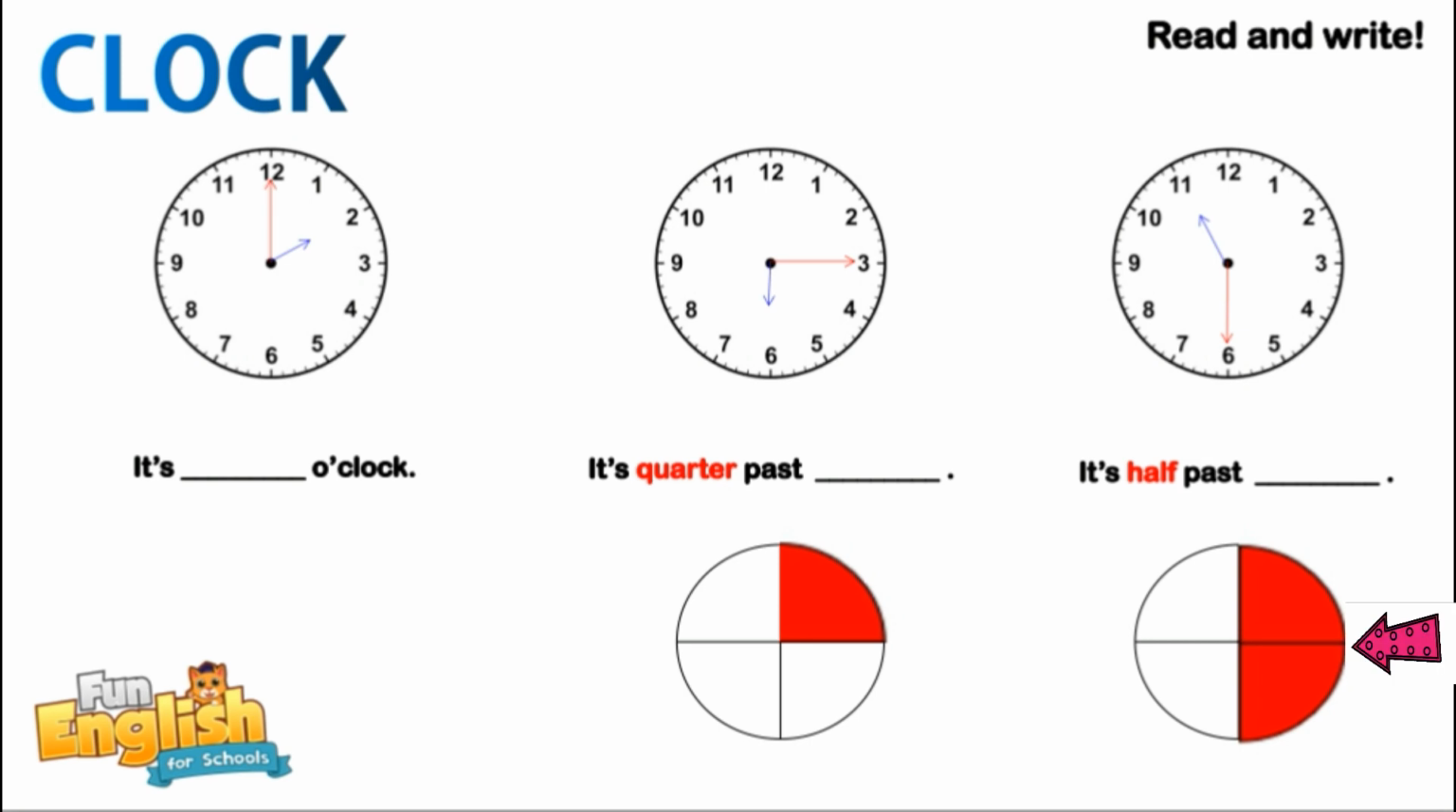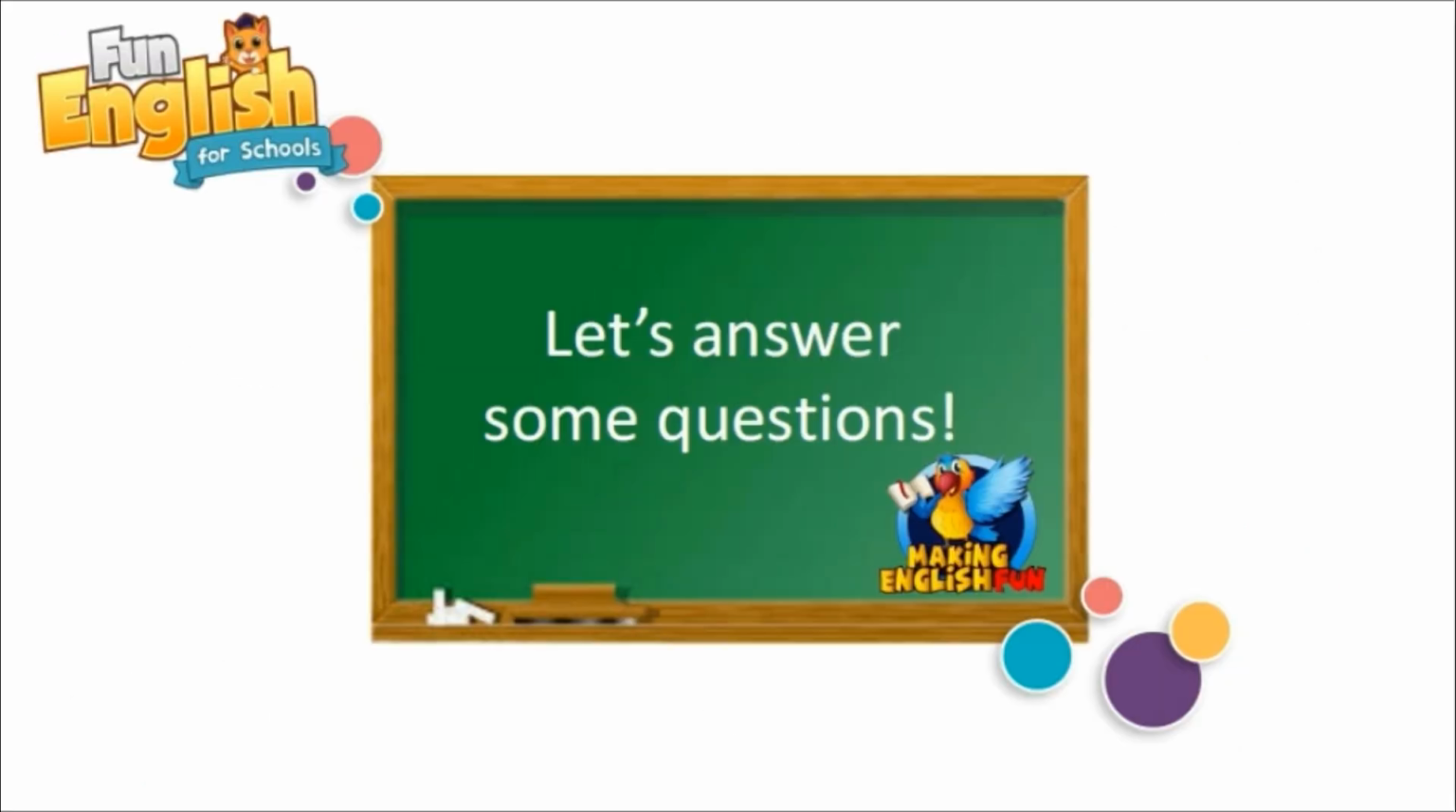So how are we going to read this clock? Let's see the short hand. The short hand, which is in blue color, is at 11. And the red one, which is the long hand, is at 6. How to read it? It's 11:30. Alright, don't worry everyone, let's try to answer some questions.